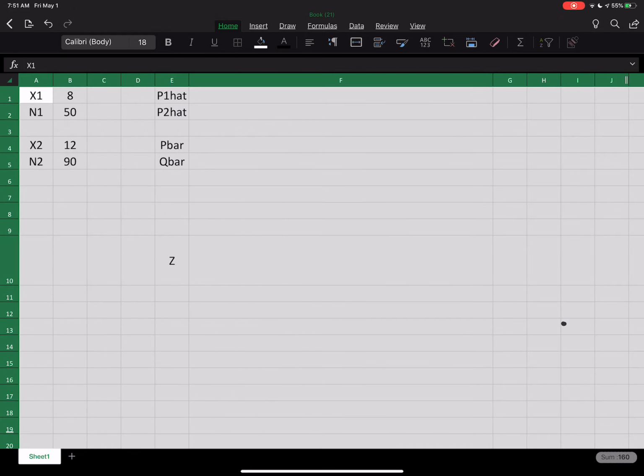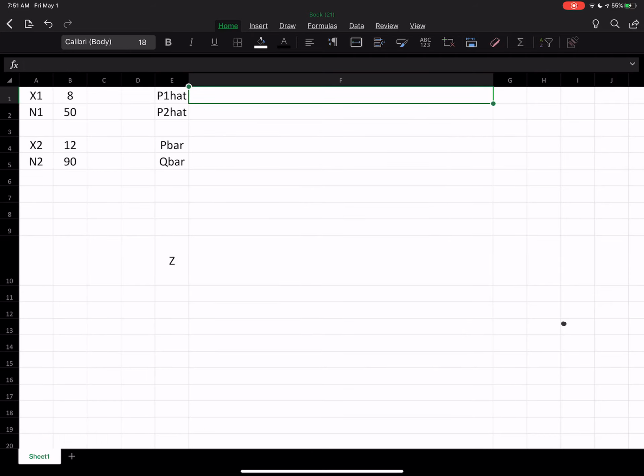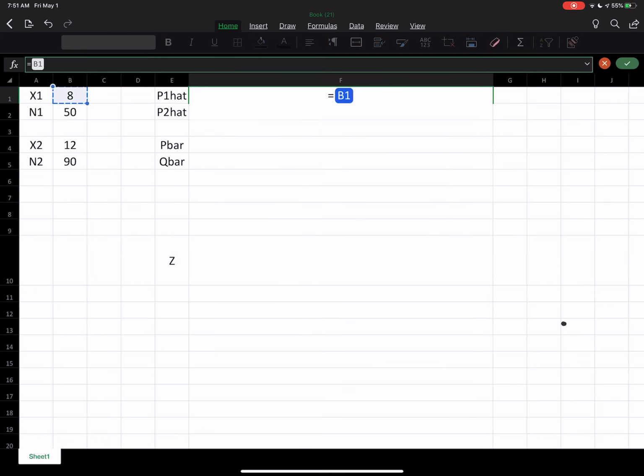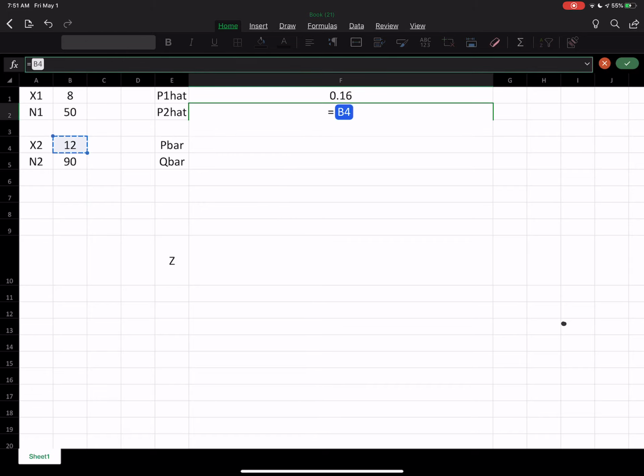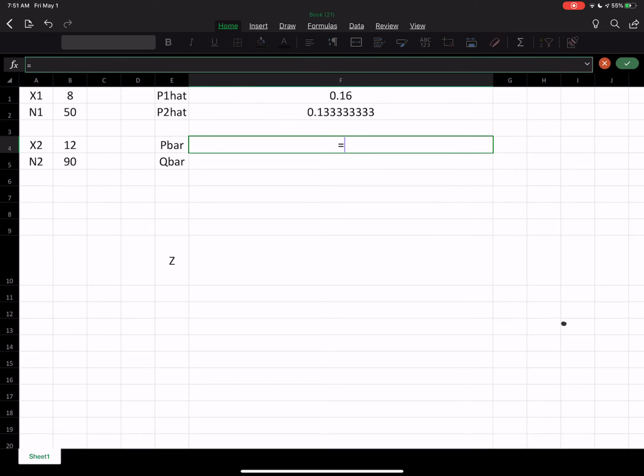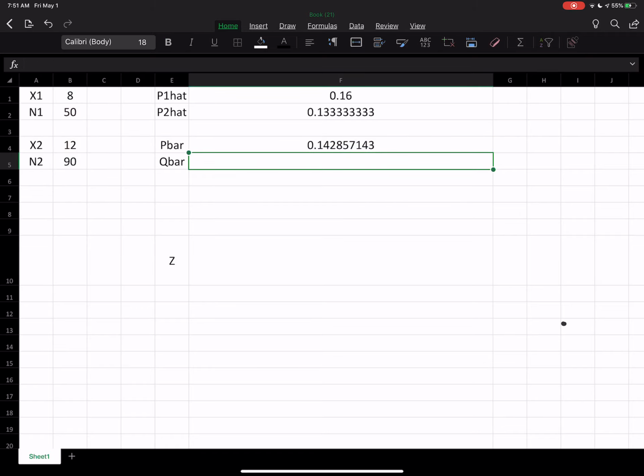There we go. So how do I calculate my P1 hat? P1 hat is x1 divided by n1. My P2 hat is x2 divided by n2. My P bar is x1 plus x2 divided by n1 plus n2. Easily done on a spreadsheet. Don't forget the parentheses in the numerator and denominator. And my Q bar is 1 minus P bar.